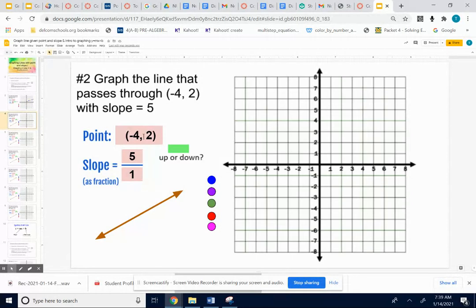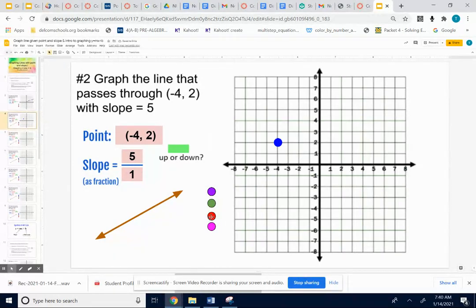Okay, I'm going to start with point -4, 2. I'm going to drag the point. I'm going to go to the left -4 on my x-axis. Go up until I'm across from 2, right there, 2 on my y-axis, and drop my point. Okay, there's point -4, 2.